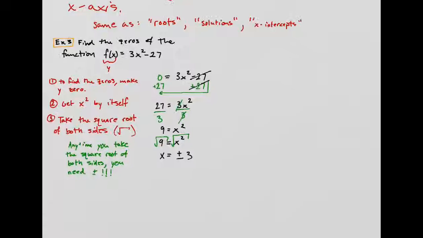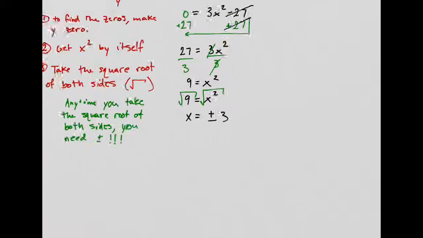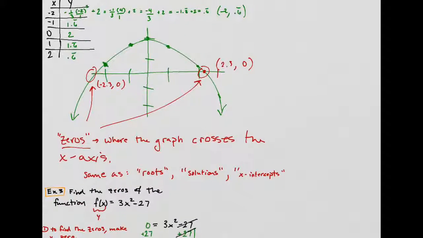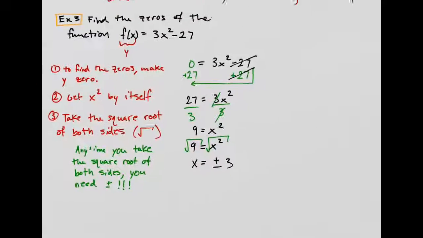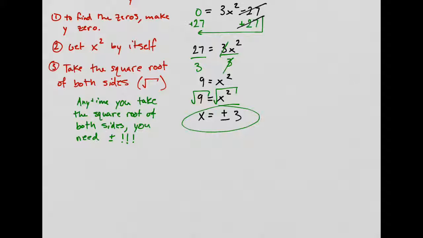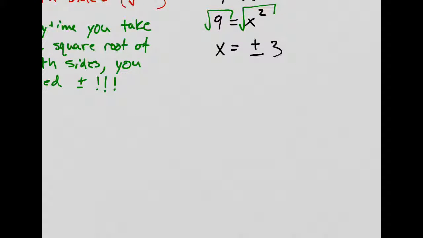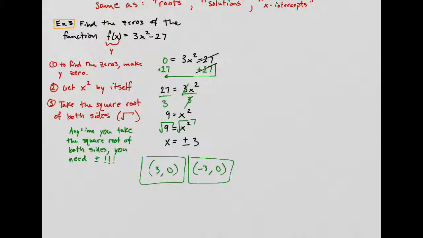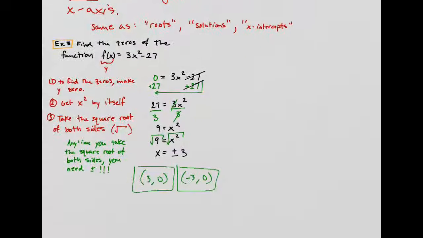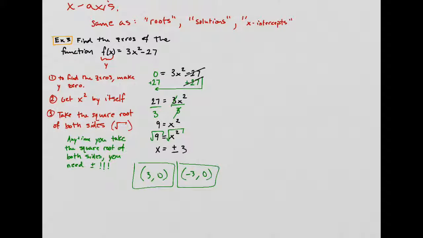But that's the x-coordinate, and we know, just from up here, that the y-coordinates are going to be 0. So the zeros of the function are plus and minus 3. The x-intercepts, I would just say we have (3, 0) and (negative 3, 0). So that's what I would say, because my x is positive 3 and negative 3. So there we go. That's nice.